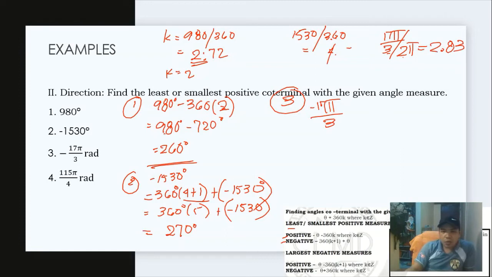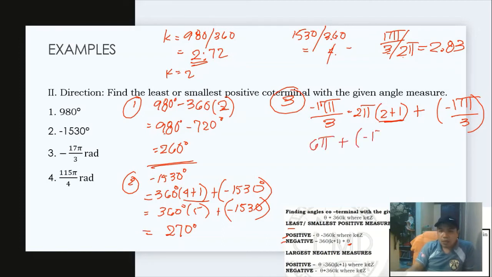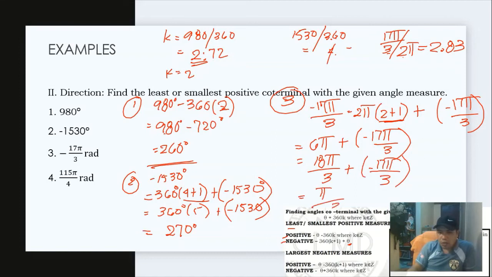2.83. So, k is equals to 2 pi. So ito ay magiging 2 pi. Then k plus 1 times 2 plus 1 plus theta plus negative 17 pi over 3. So 2 pi, this is 3, 2 times 6 is 6 pi plus negative 17 pi over 3. 6, 3. So this will be 18 pi over 3 plus negative 17 pi over 3. So pi over 3. That is equals to pi over 3.